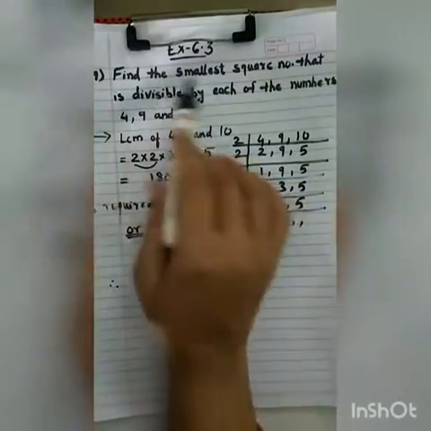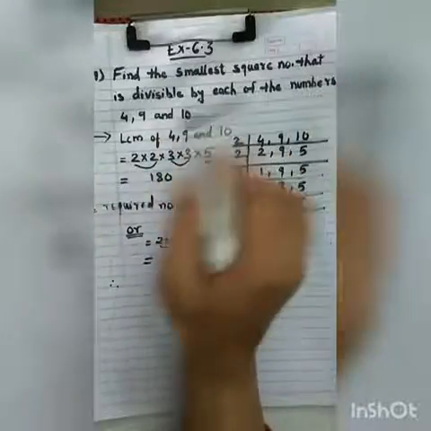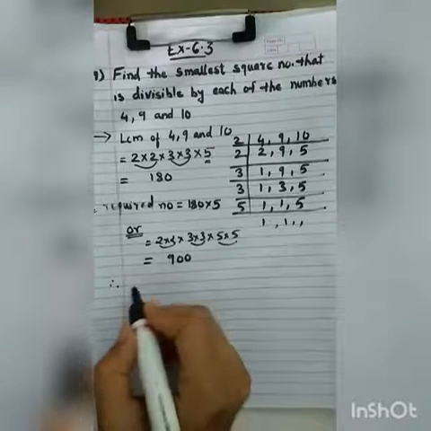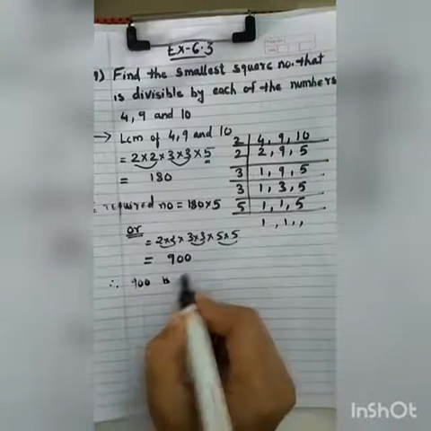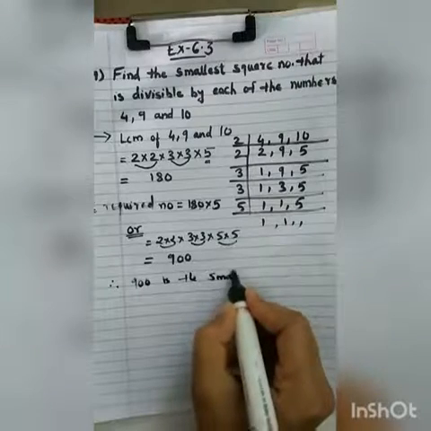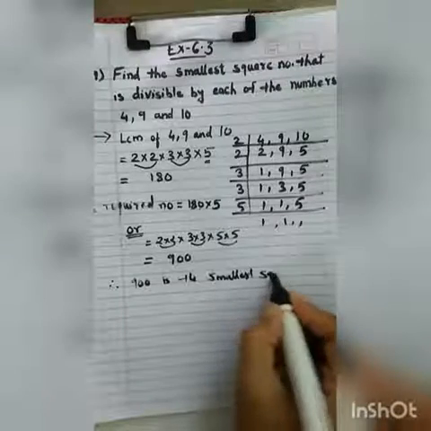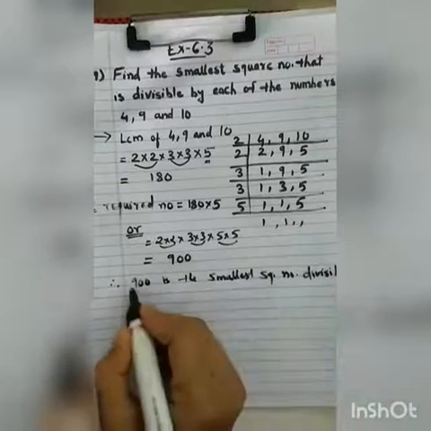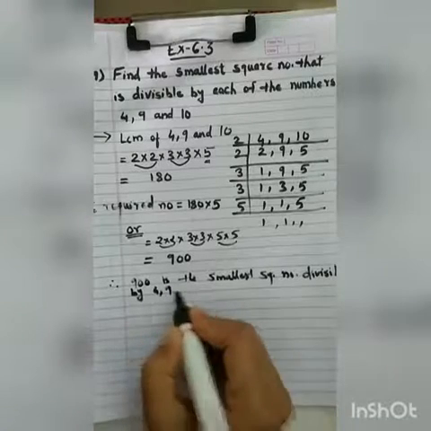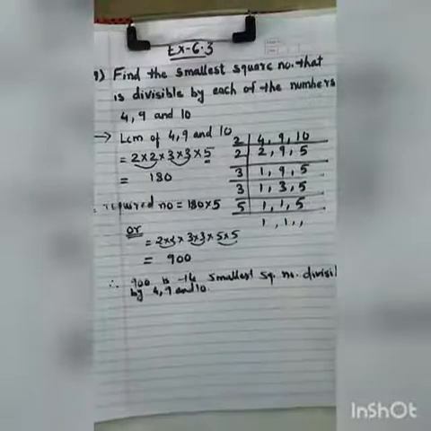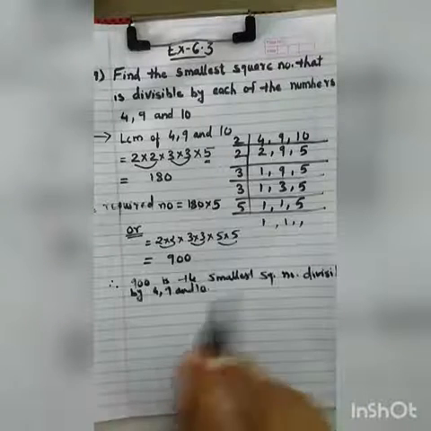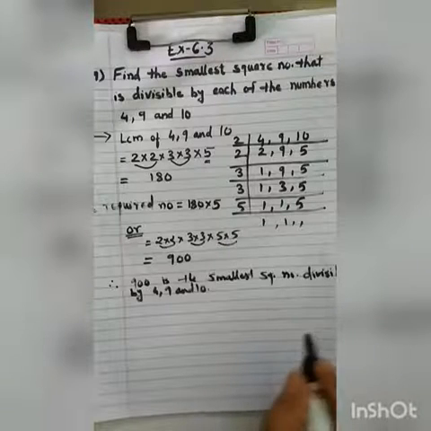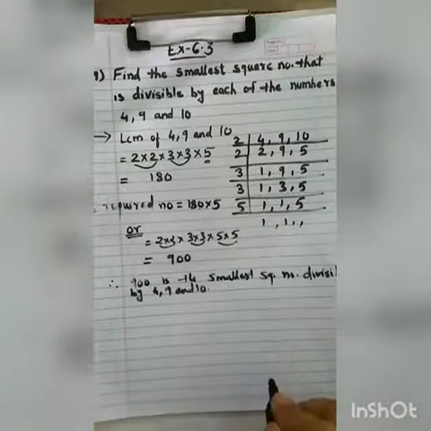Therefore, what is the smallest square number which is divisible by 4, 9 and 10? That is 900. Therefore, 900 is the smallest square number divisible by 4, 9 and 10. So in this way we have completed all the different types of sums from your exercise 6.3. You have to solve all the sums of exercise 6.3.